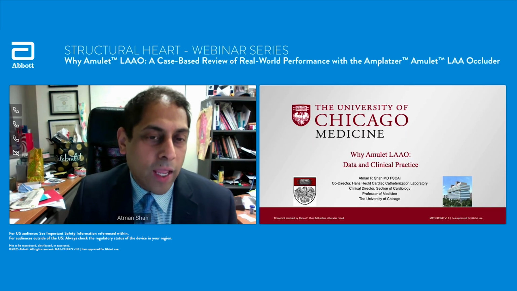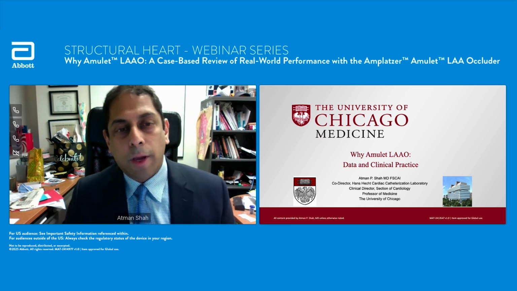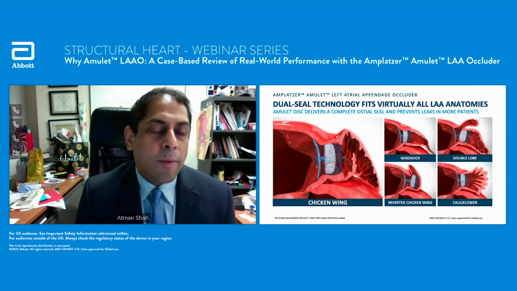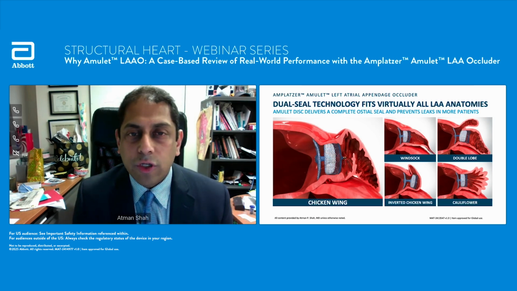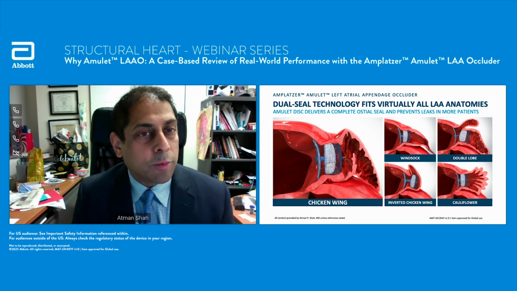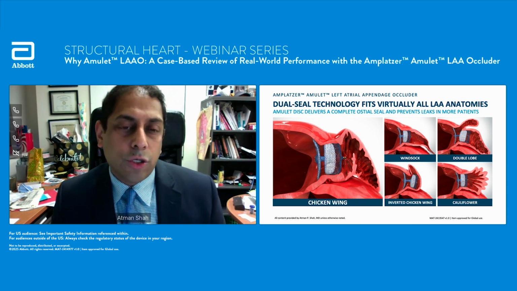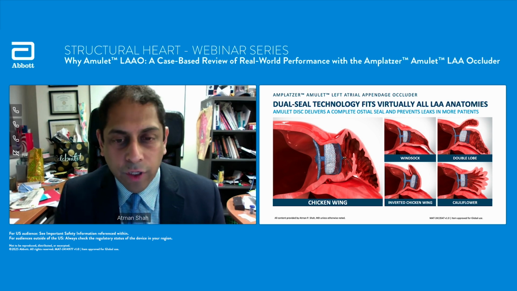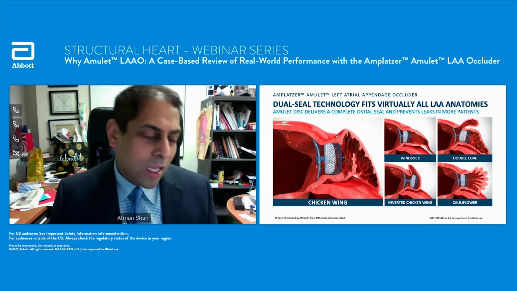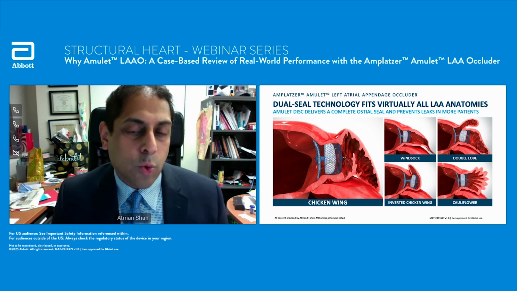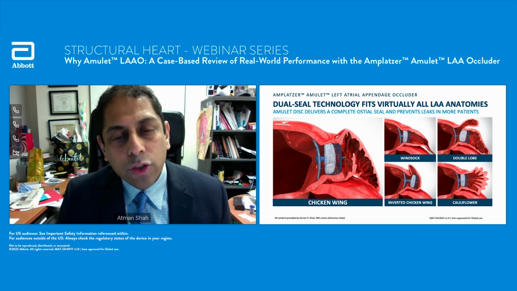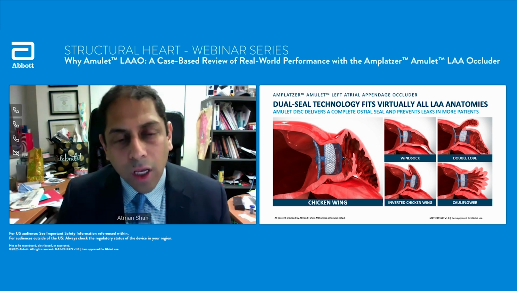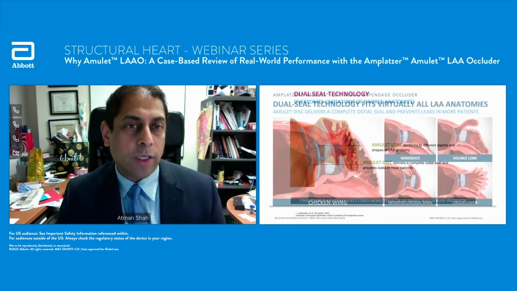I want to talk about why Amulet as a left atrial appendage occlusion device, and about data and clinical practice. So here's a picture of the Amulet device. The Amulet device features dual seal technology that fits virtually every left atrial appendage anatomy. There's a disc that provides an ostial seal and is connected to a lobe, which helps provide a dual seal mechanism of closure for all anatomies, whether it's chicken wing, inverted chicken wing, cauliflower, double lobe, windsock. Every year goes by, we have a new name for the appendage, whether it's whale tail, hammerhead. The dual seal mechanism allows us to confidently close off the left atrial appendage and confidently get our patients off of oral anticoagulation.